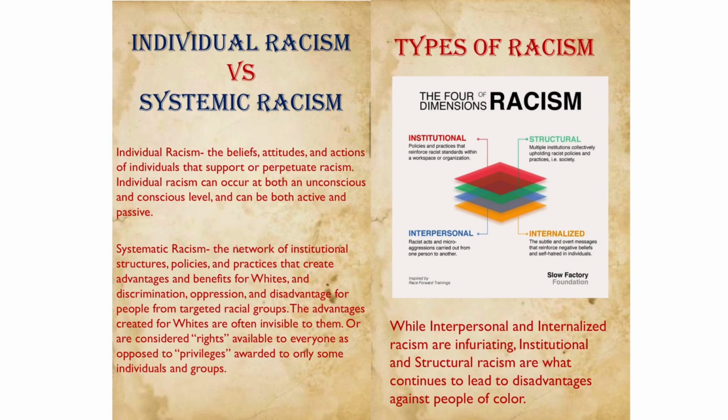For this one, I have the definitions of individual racism versus systemic racism. Then I also used a graphic from the Slow Factory Foundation for the types of racism, the 4 dimensions of racism. And then I also, at the bottom of that second page, I kind of just write down some of my thoughts.